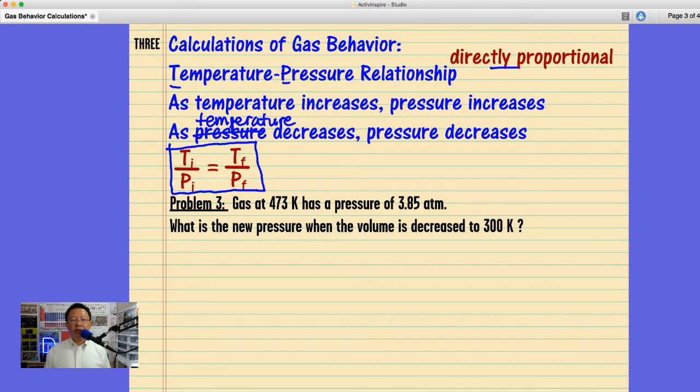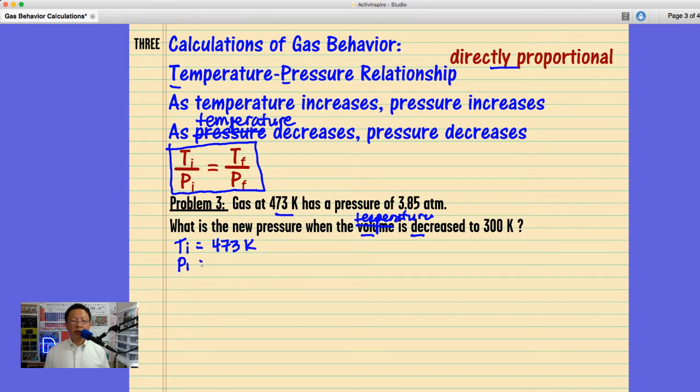Gas at 473 Kelvin has a pressure of 3.85 atmosphere. What is the new pressure when the temperature is decreased to 300 Kelvin? Sorry about that, this should say the temperature. All right, let's take a look at the given. What is the initial temperature? The initial temperature is 473 Kelvin. That's given right here.